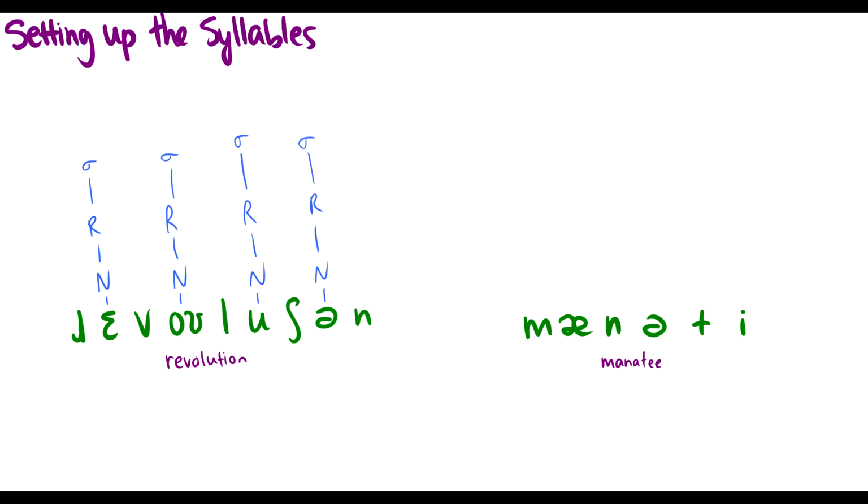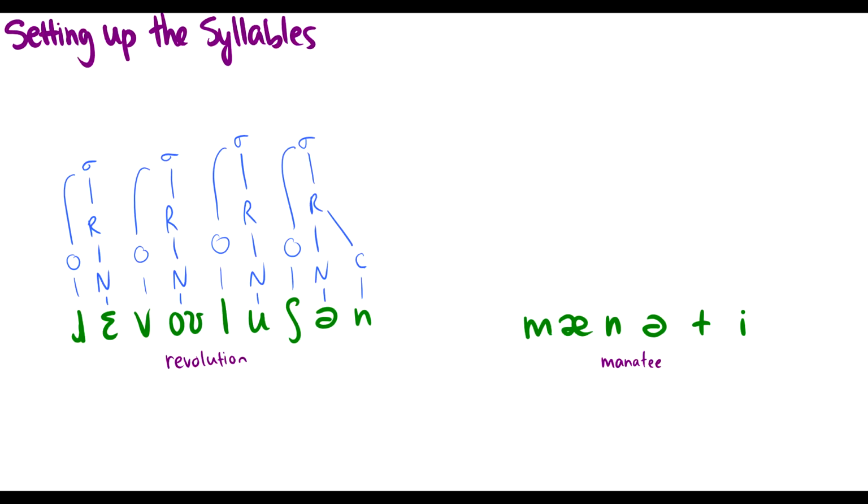Then what we do is we look left and we say, is that okay to put in the onset? So r, that's okay for the onset in English, so we'll put that there. V, that's okay for the onset in English, we'll put that there. L, that's okay for the onset in English, we'll put that there. Sh, that's okay for the onset, we'll put that there. And then the last part is filling up the coda with everything remaining. So that's how we build up syllable structure.